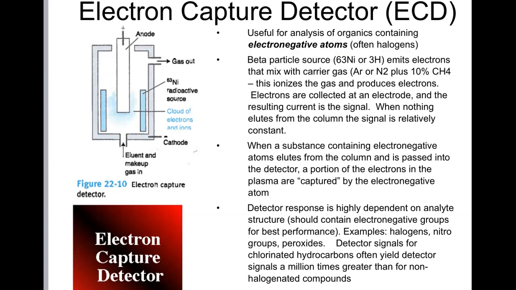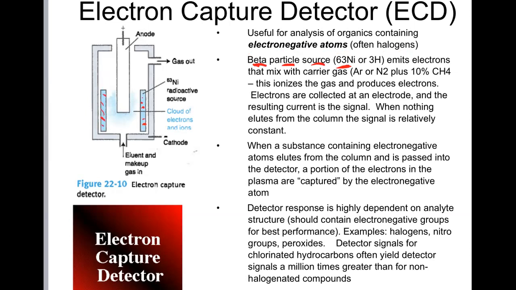Well, basically what we're going to do is we're going to have a beta particle source. It's a radioactive source producing beta particles. Now, beta particles are just like electrons, except they emanate from the nucleus of atoms during radioactive decay events. Nickel-63 is a very common beta particle source. Okay, so that's shown here in these blue bars on the side of our electron capture detector.